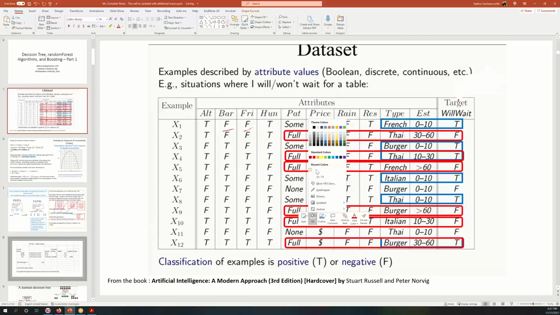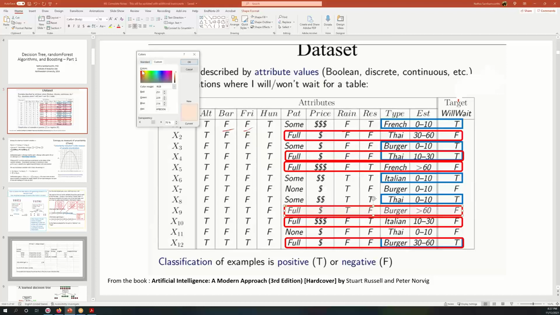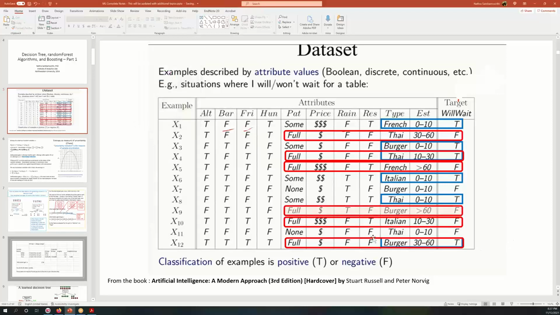Okay. Let me do one more try. More full color. 50 maybe. I think 50 is better. Okay. I think you can see that.